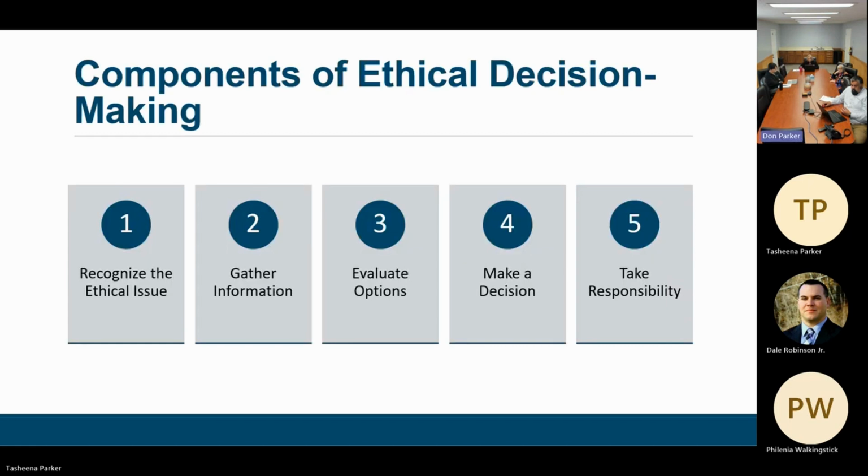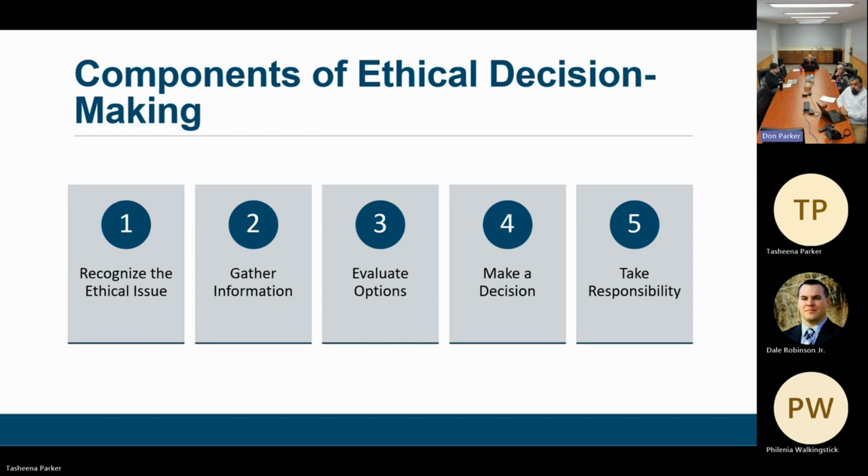So now we're going to look at the components for ethical decision-making. 1, recognize the ethical issue. Identify conflicts between values, principles, or obligations, and the potential impact of the decision. 2, gather information. It is important to collect relevant facts, understand the context, and explore different perspectives in order to gain a better understanding of the situation.